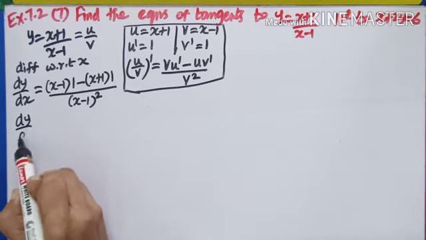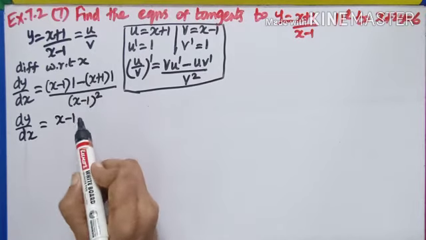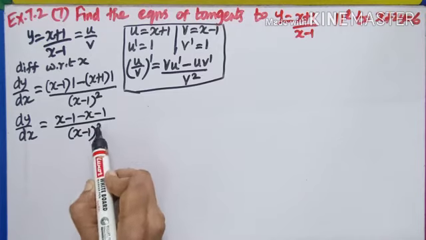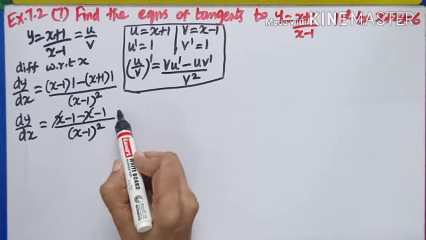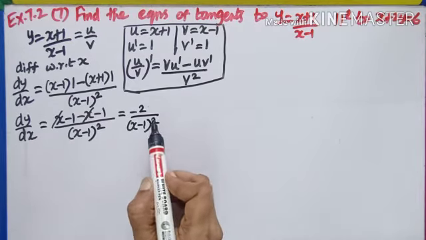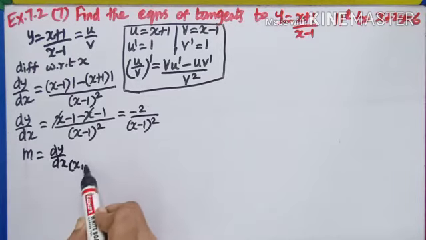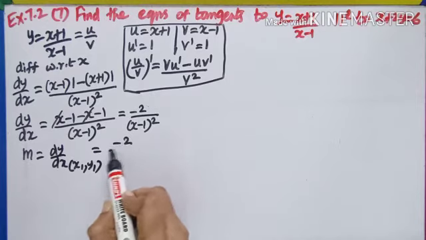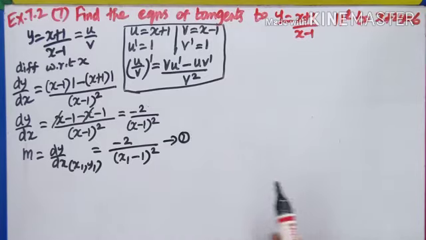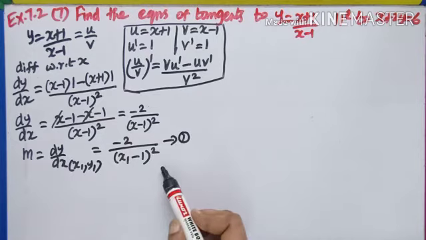So v u dash minus u v dash divided by v square, which we have applied. Let me simplify. So dy by dx is x minus 1, there is a minus symbol, take it in, minus x minus 1, divided by x minus 1 the whole square. x and x cancel. I get minus 2 by x minus 1 the whole square. What is the slope? We say dy by dx at the point x1, y1 is minus 2 by x1 minus 1 the whole square. Call this number 1. So from the given equation, we differentiate and arrive at the slope.